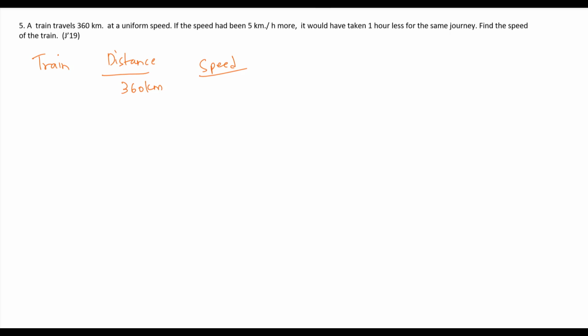Let the uniform speed be x kilometer per hour. So it will take certain time. We know from the formula speed is equals to distance by time. So time will be equal to distance by speed. So the time taken by this train in this case will be distance by speed. What is the distance here? 360 by speed will be x. So this is the time taken by the train in the first case.